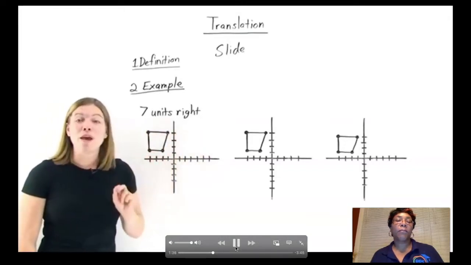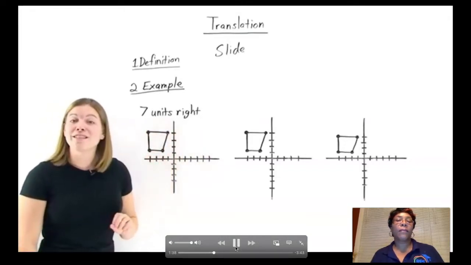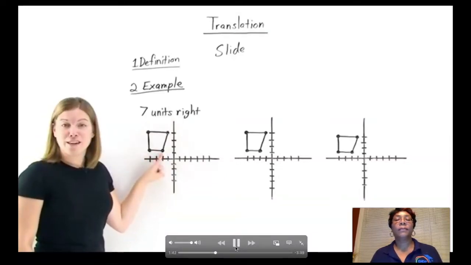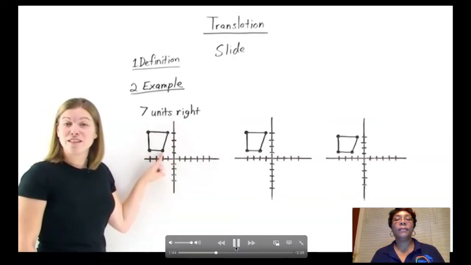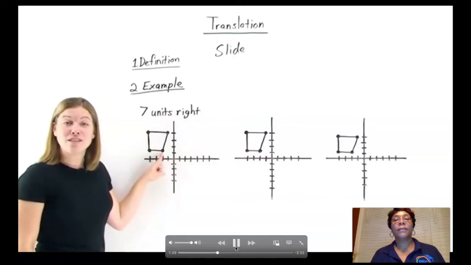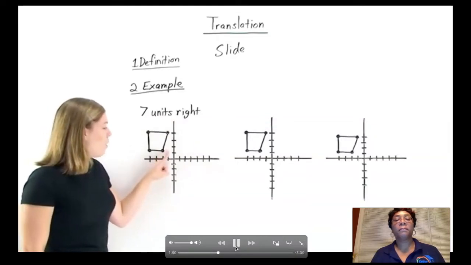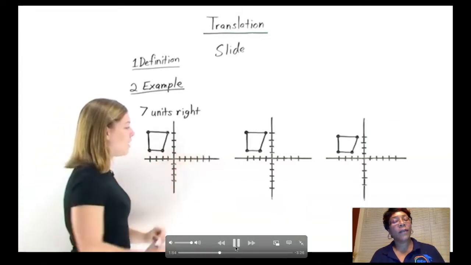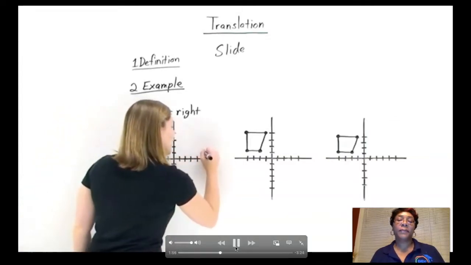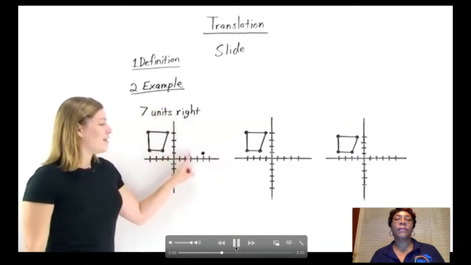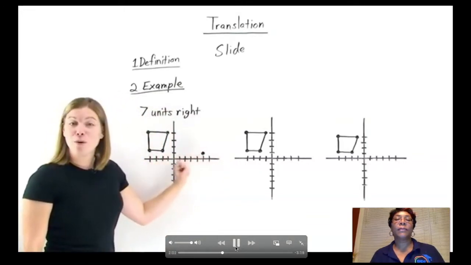To do this, we pick points on the figure and translate them individually. So let's start by taking this point right here. Let's translate this point 7 units to the right. To do that, we simply need to count 7 units to the right. 1, 2, 3, 4, 5, 6, 7. Then we plot our new point. When we take this point and translate it 7 units to the right, we get this new point.